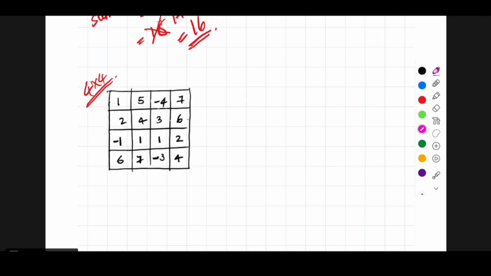Coming on to an example of a 4 by 4 matrix, let's see how it will be different. In the case of a 4 by 4 matrix, let's say this is also -6. Initially I'll multiply these two, then what will be the value I'll get here?